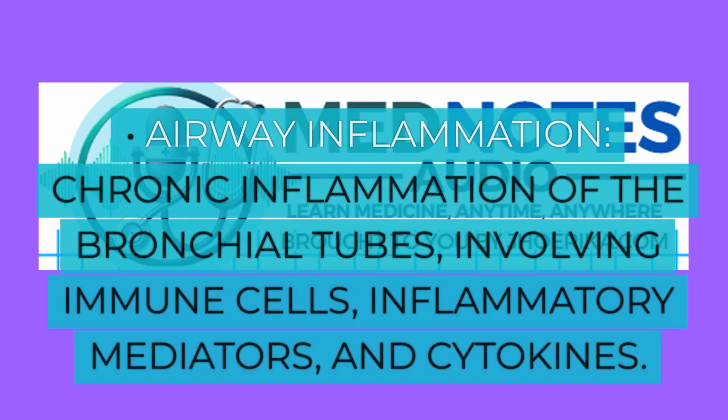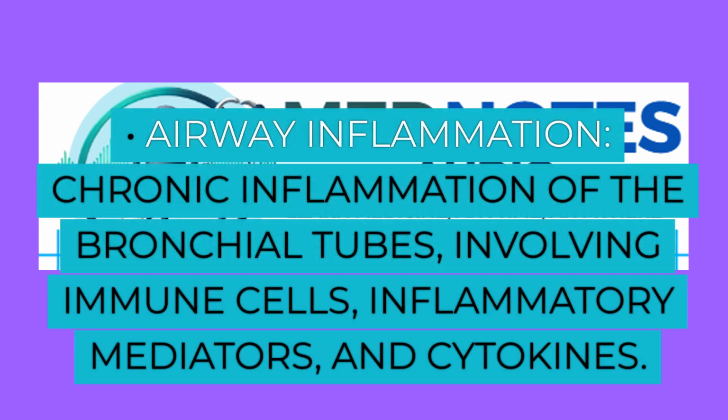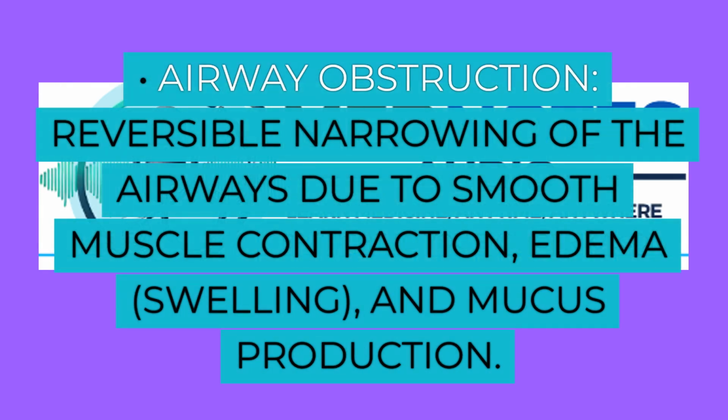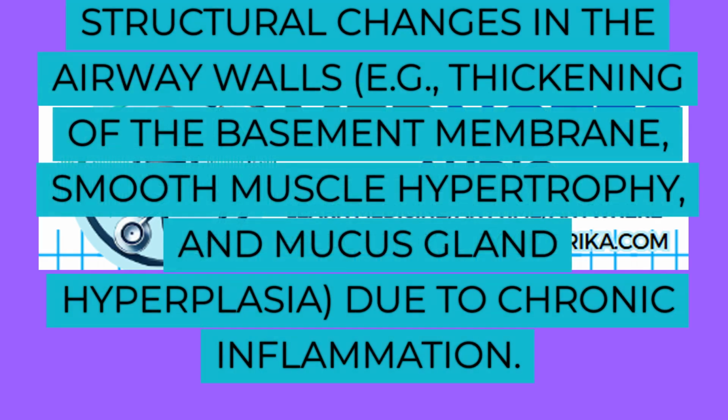4. Key features: airway inflammation, chronic inflammation of the bronchial tubes involving immune cells, inflammatory mediators, and cytokines; bronchial hyperresponsiveness, increased sensitivity of the airways to various triggers, causing exaggerated bronchoconstriction, narrowing; airway obstruction, reversible narrowing of the airways due to smooth muscle contraction, edema, swelling, and mucus production; airway remodeling, structural changes in the airway walls, for example, thickening of the basement membrane, smooth muscle hypertrophy, and mucus gland hyperplasia due to chronic inflammation.